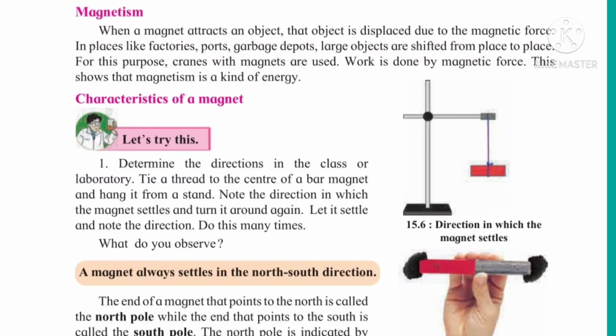Work is done by magnetic force, and this shows that magnetism is a kind of energy. So here we use the magnetic force, so it is also one kind of energy. Now let's see the characteristics.